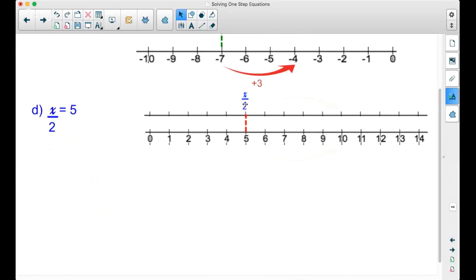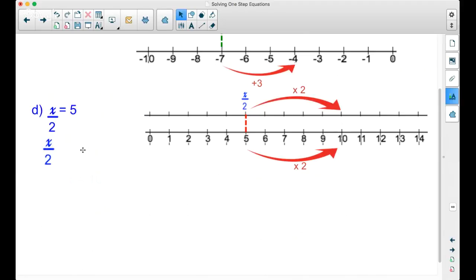If this is half of x, which is what x divided by 2 means, think about what that means for x. x needs to be bigger, and in fact, it needs to be twice as big. So we do the same thing here on the bottom. We start at 5. We want to be twice as big as x. So we can multiply that by 2, and we get that x has to be 10.